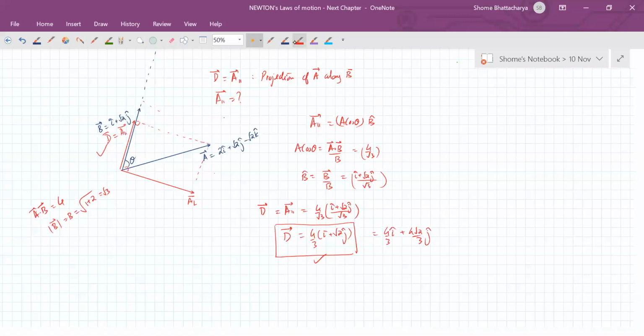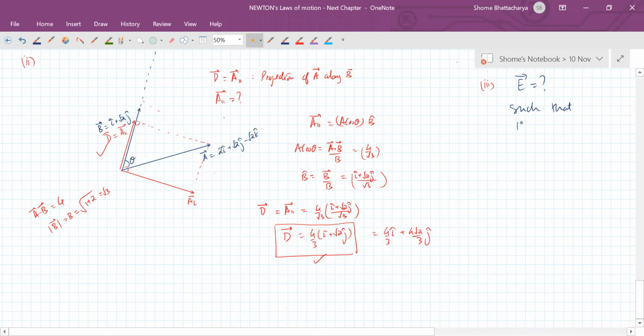Okay, so this is the second part of the question, and the third part is a slightly different application. So see if you can pick it up. We have to find out the vector E such that E is perpendicular to the plane of A and B. Okay. And magnitude of E was I think 4 units.